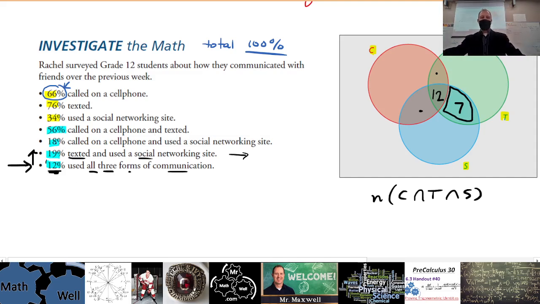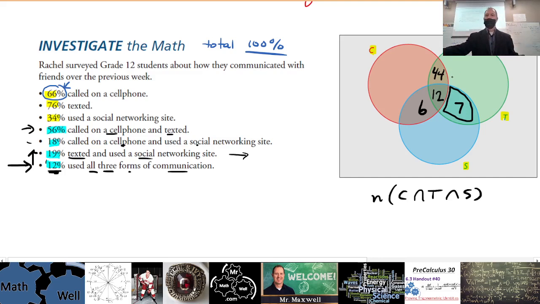Okay, let's keep going. 18% cell phone and social networking, so C and S has got to be 18. I already have 12, so this is 6. Why? Because again, 12 plus 6 has to make up this region, 18. So there we have it. All right, keep going. 56% cell phone and texted, so C and T. That means in this overlap region, we have to have 56. If I have 12 there already, this is going to be 44. Let me make that a bit bigger.